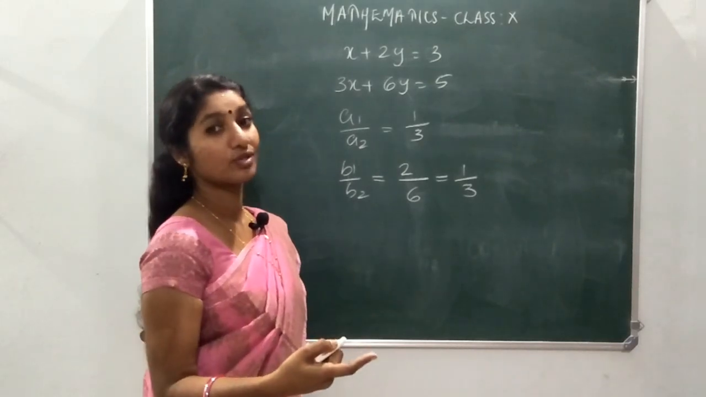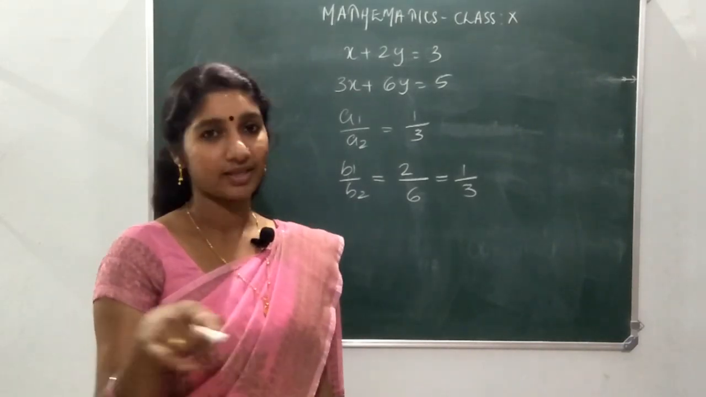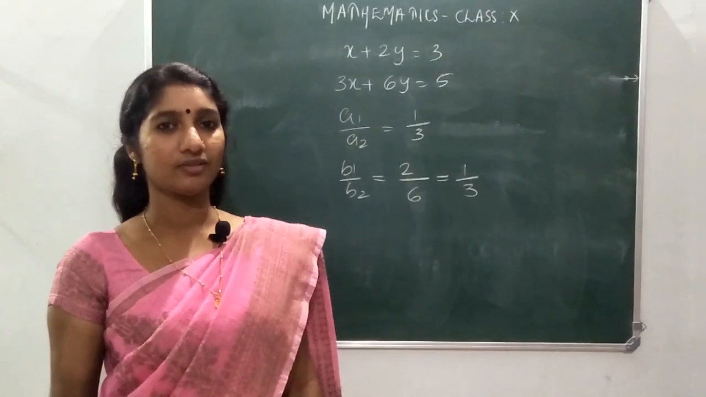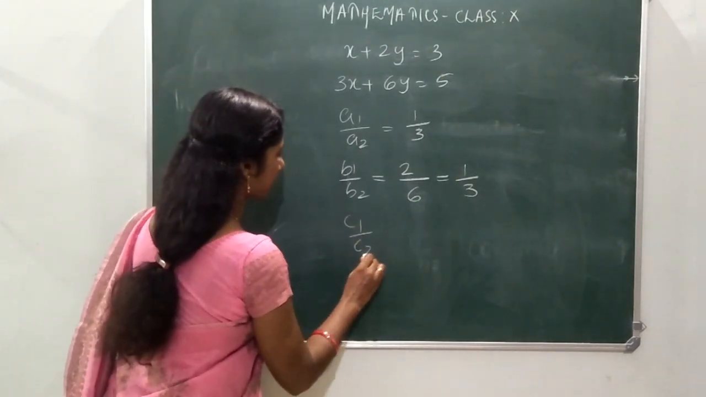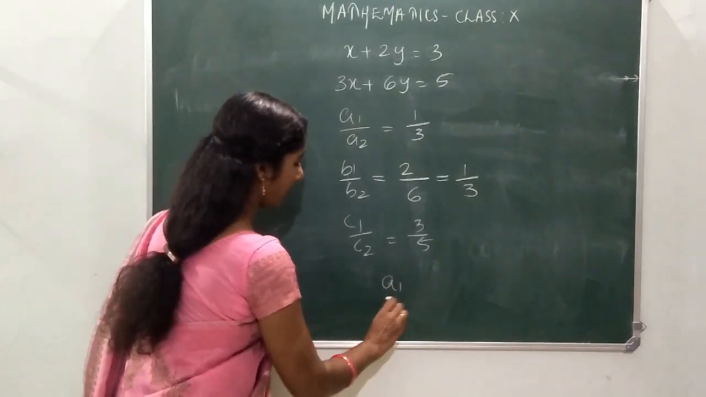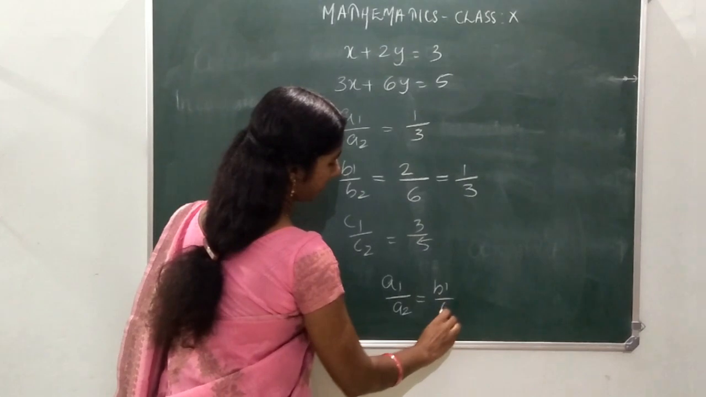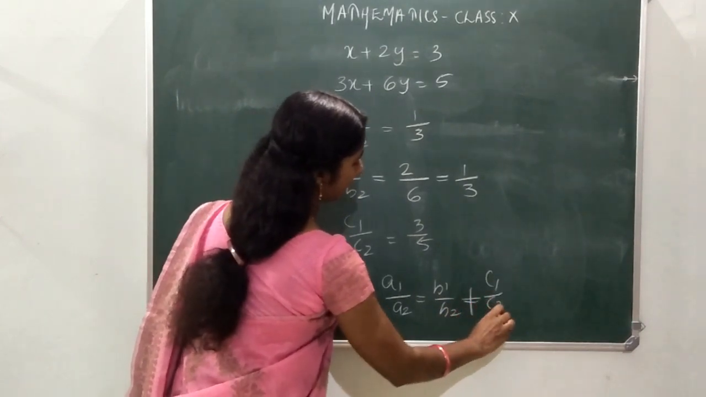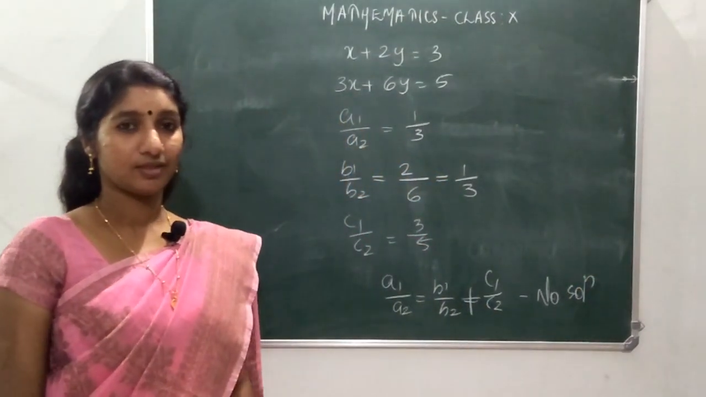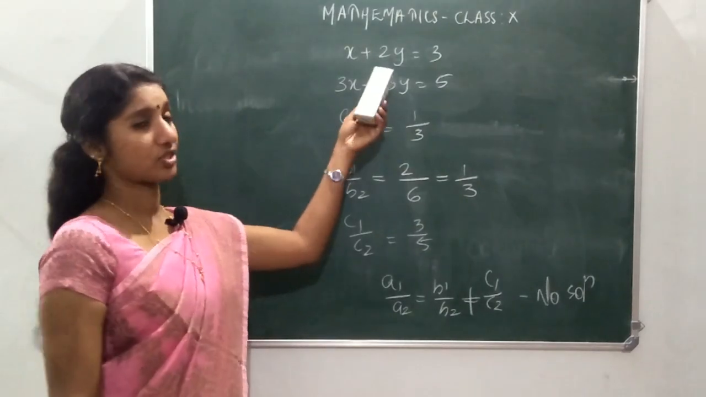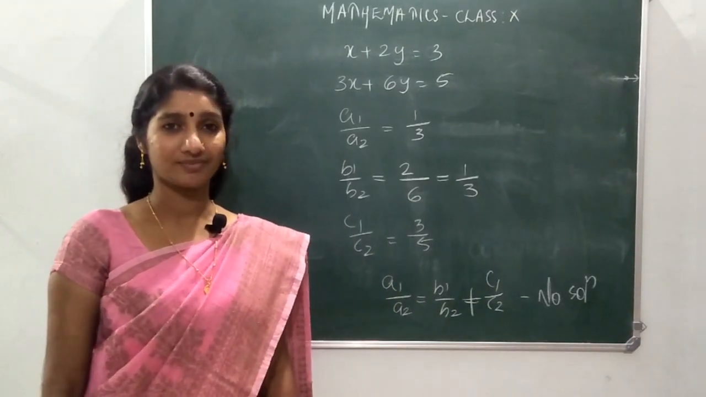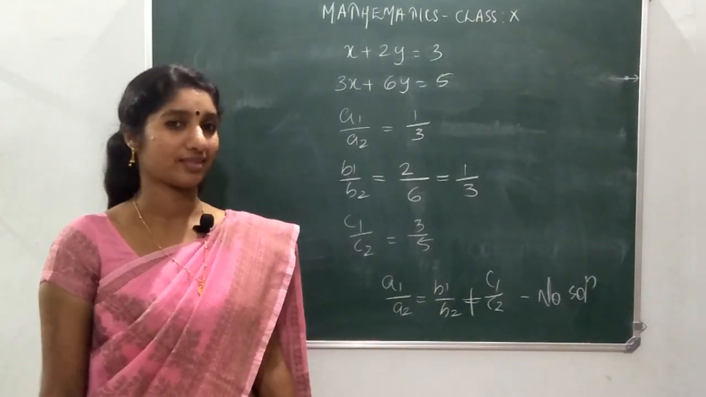So we need to check c1 by c2. If it is also equal, they are coincident lines. If c1 by c2 is not equal, they are parallel lines. So we must check c1 by c2. c1 by c2 is 3 by 5, not equal to 1 by 3. So a1 by a2 is equal to b1 by b2 but not equal to c1 by c2. So no solution; these lines are parallel lines. No common solution to these two equations. Clear? That time it is inconsistent. Since they do not have a solution, we call them inconsistent equations.